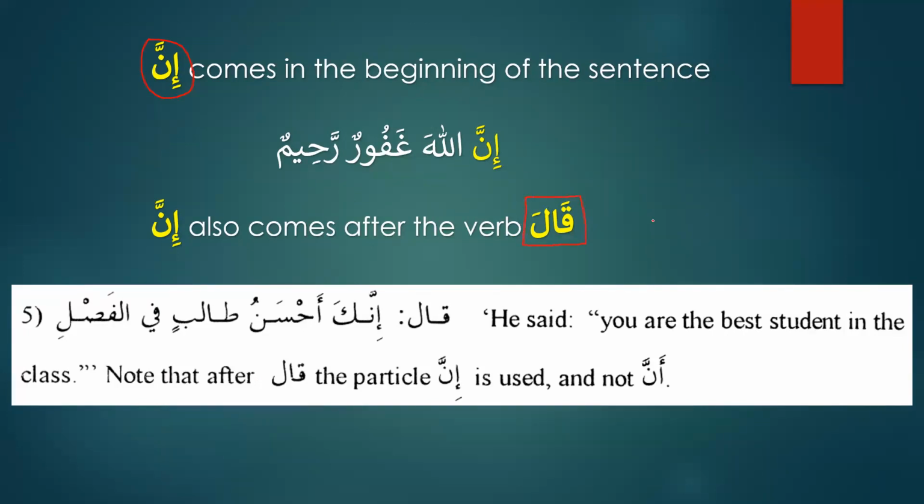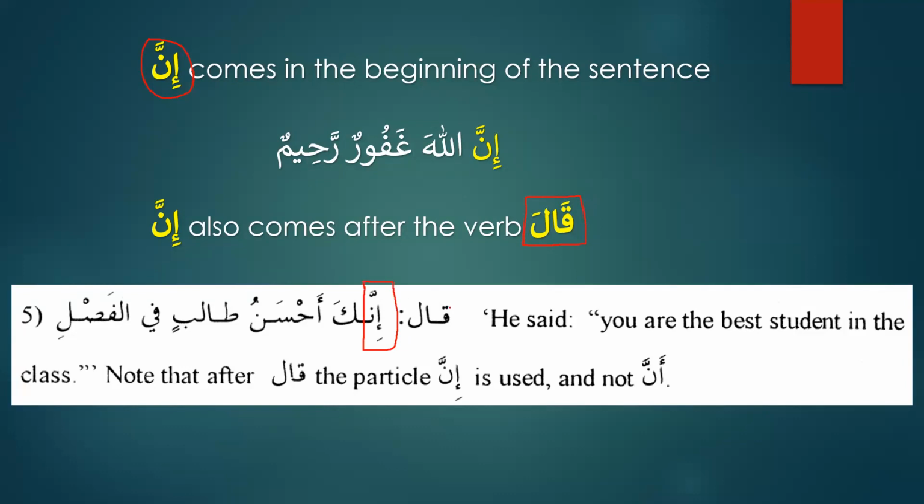Qala can be in the past tense or the present tense. For example, it can be qala, yaqulu, qalat, qulna, anything that is a form of qala. After qala, we have to use inna. It is a very, very important point, and it is used a lot in the Quran. So in the Quran, whenever we have qala, qalat, qalu, yaqulu, taqulu, yaquluna or taquluna, after that the particle has to be inna and not anna.